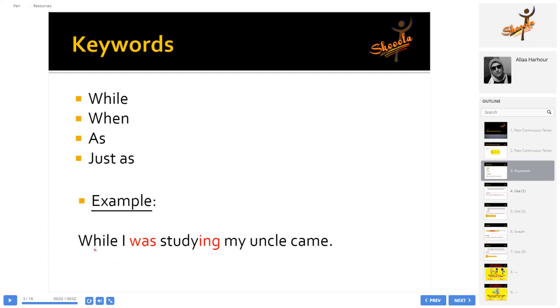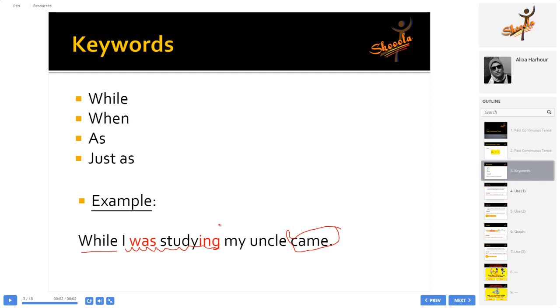For example, while I was studying, my uncle came. Again, while I was studying, my uncle came. How many actions are there in the sentence? There are 2 actions. While I was studying, my keyword is here, while. While I was studying, what happened? My uncle came. It means that there is a long action, as we have just clarified in the graph.